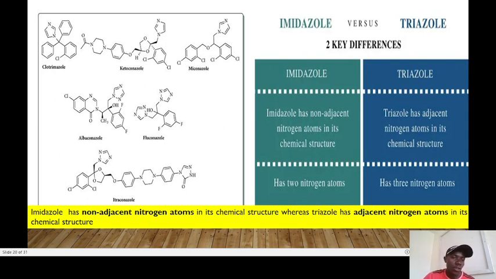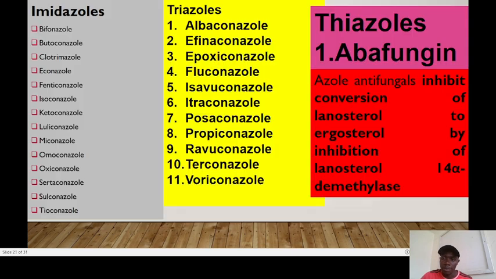While the triazoles have adjacent nitrogen atoms in their chemical structure, and they have 3 nitrogen atoms. So generally, imidazoles have non-adjacent nitrogen atoms in their chemical structure, while triazoles have adjacent nitrogen atoms in their chemical structure. We could have different examples for these azoles, like the imidazoles.